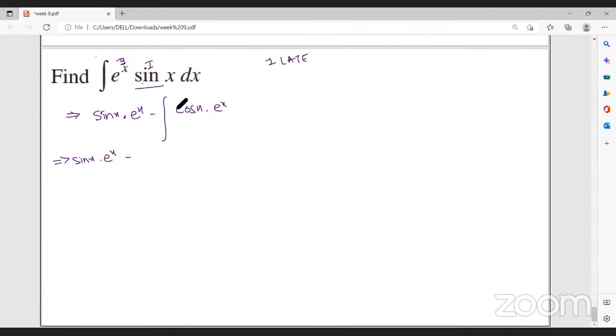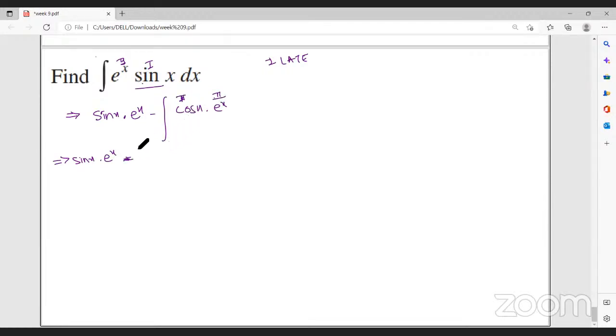Again, I have to apply the integration by parts, right? Yes, sir. So which one is the first function, second function? Same. Cos x is the first function, e to the power x is the second function. Okay. Cos x is the first function. Now e to the power x is the second function. You can take any one.